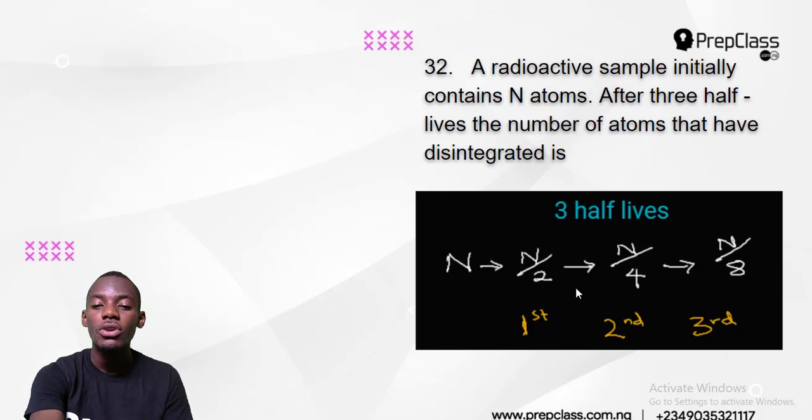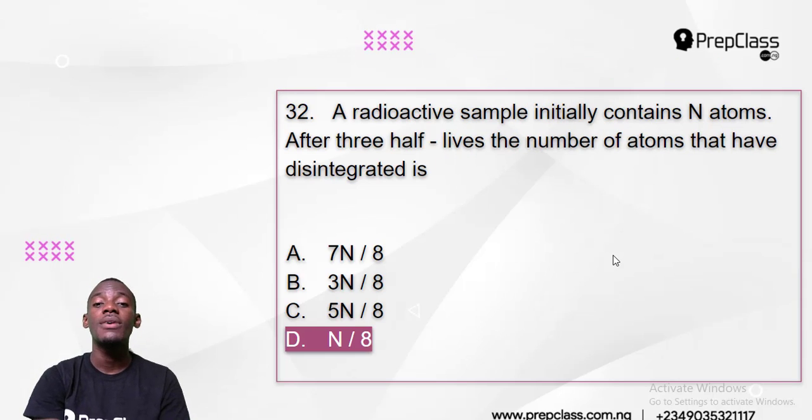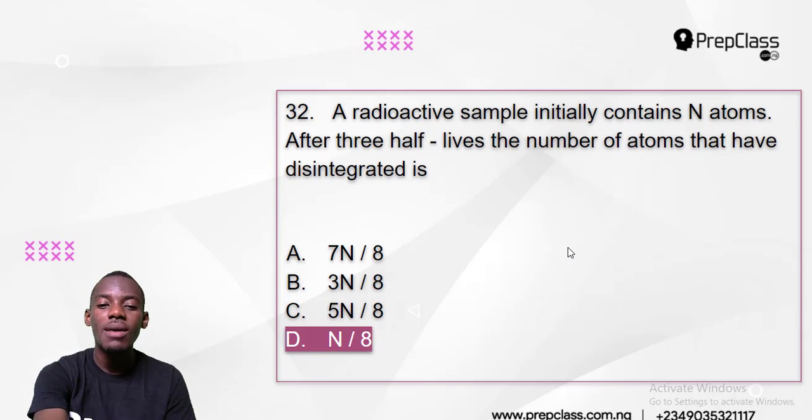So here I have 2 raised to the power 1, then 2 raised to the power 2, which is 4, then 2 raised to the power 3, which is 8. The next one would have been 2 raised to the power 4, which is 16. So it went through 3 half-lives: the first half-life, second half-life, and third half-life, and that gives me N over 8. And that's how you answer questions on half-life. And that is the answer to the simple question, number 32. Let's take on number 33 now.